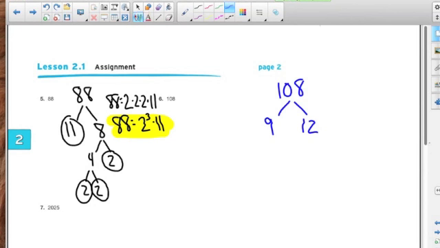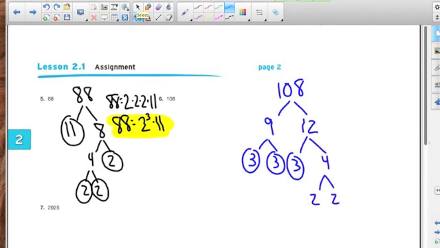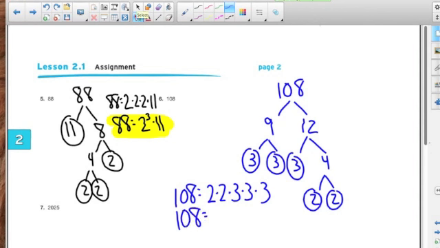For 108, I separated it into 9 and 12. For 9, you must make sure to remember to break it down to the prime factors of 3 times 3. And for 108, we get 2 times 2 times 3 times 3 times 3, or 2 to the second power times 3 to the third power.